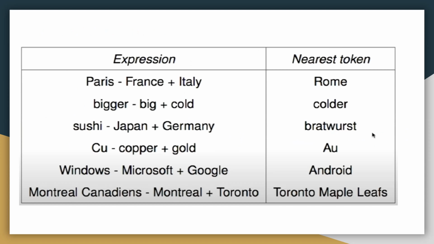Here are some more examples of such vector arithmetic. For example, consider the embedding of the word Paris. Let us subtract the embedding for France. Now let's add the embedding for Italy. We can see that the net position of this embedding is closest to the embedding for the word Rome. Another example: consider the embedding of the word Windows. Let us subtract the embedding for Microsoft. Now let's add the embedding for Google. We can see that the net position of this embedding is closest to the embedding of the word Android.